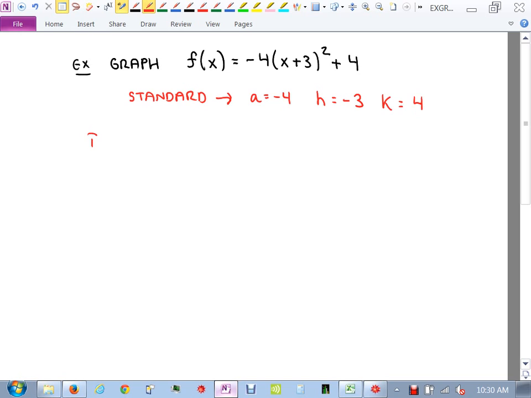First step, determine if this thing opens up or down. Down. Why does it open down? Because A is negative 4. That's less than 0. And so I know this opens down. Let me just ask you real quick. If it opens down, then do we have a highest or lowest point? Highest, right? The vertex will be the highest? Okay. Now step 2. Let's find the vertex. The vertex is straightforward, isn't it? It's H, K. It's negative 3, 4.